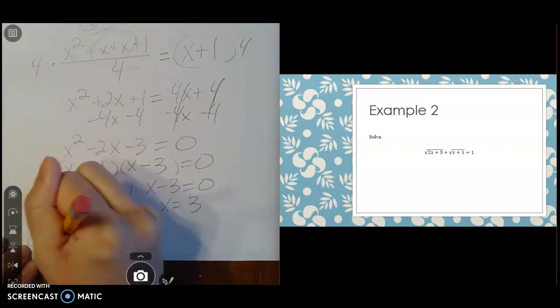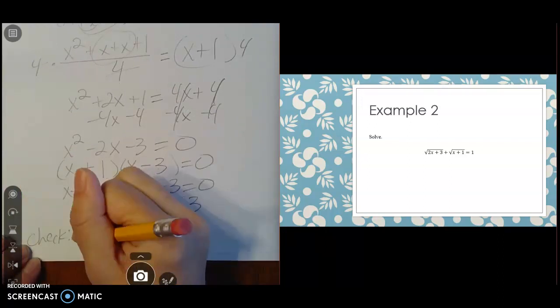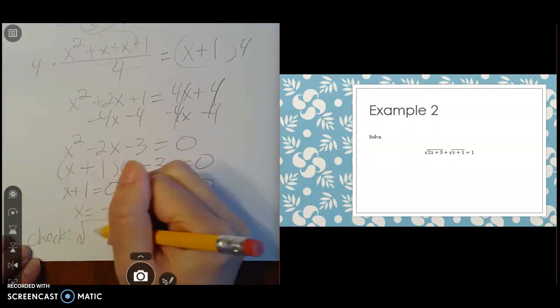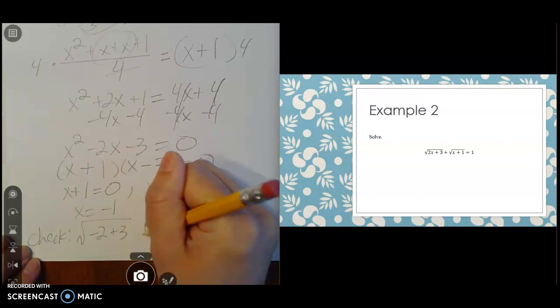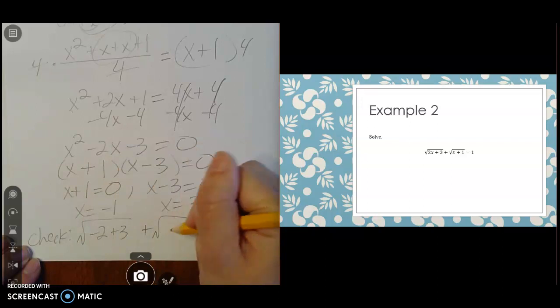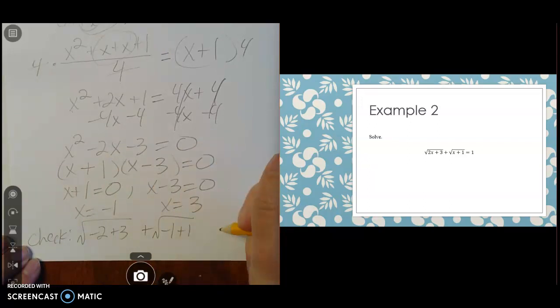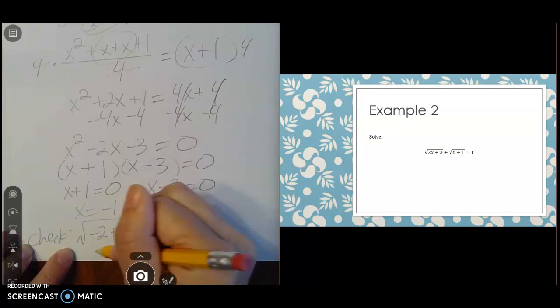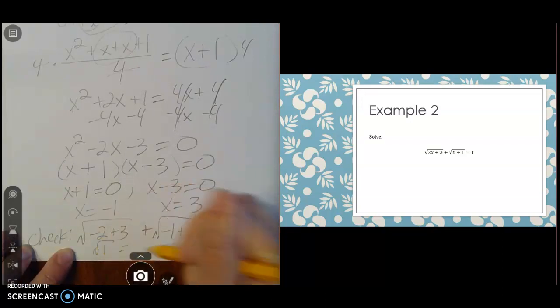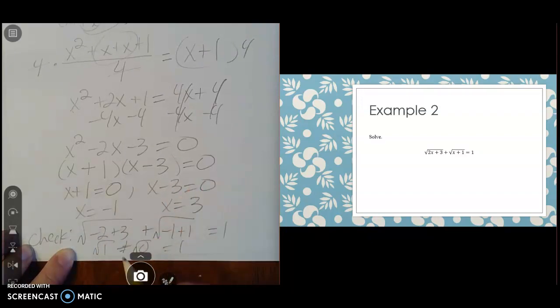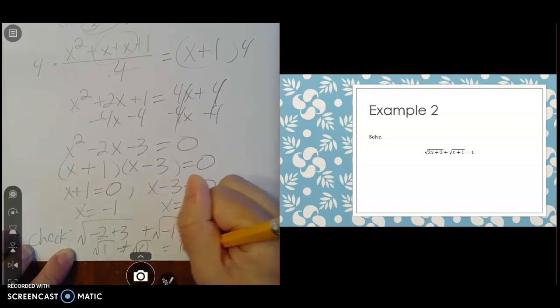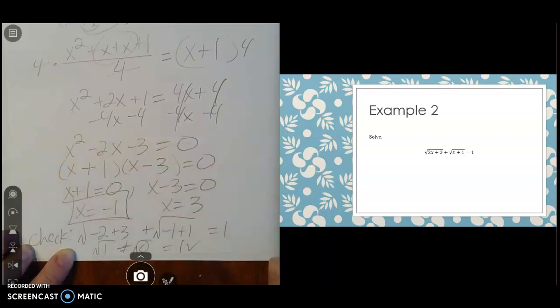So quickly we'll check. If x is negative 1, you're going to get the square root of 2 times negative 1, so that's negative 2, plus 3, plus the square root of x plus 1, so that's negative 1 plus 1. And we're going to see if that equals 1. Negative 2 plus 3 is 1. Negative 1 plus 1 is 0. And does 1 plus 0 equal 1? It does. That is a solution.